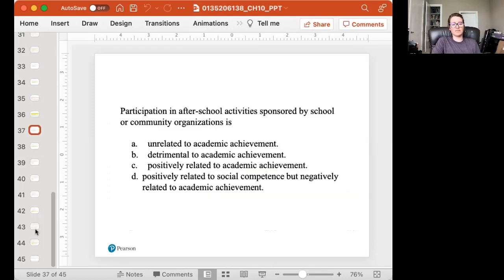Participation in after-school activities sponsored by school or community organizations is unrelated to academic achievement, detrimental to academic achievement, positively related to academic achievement, or positively related to social competence, but negatively related to academic achievement. Positively related to academic achievement.